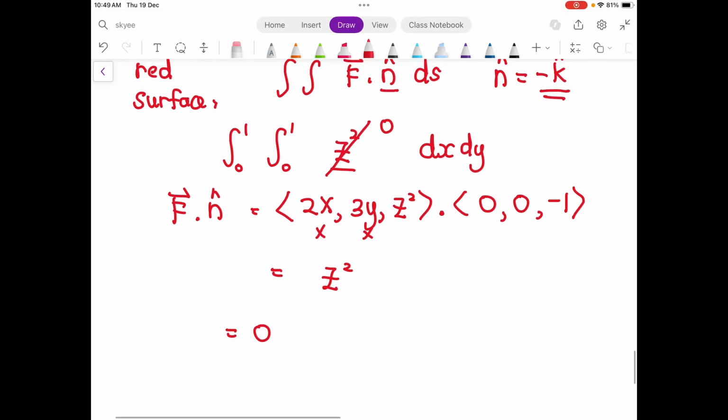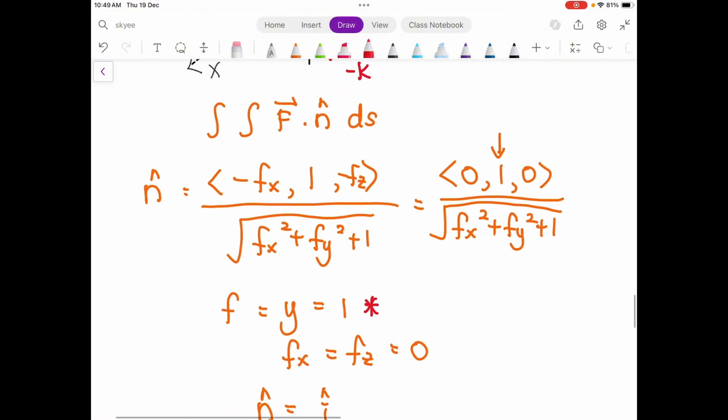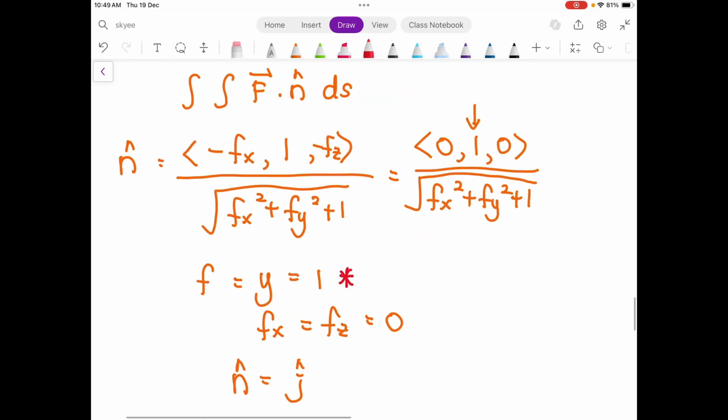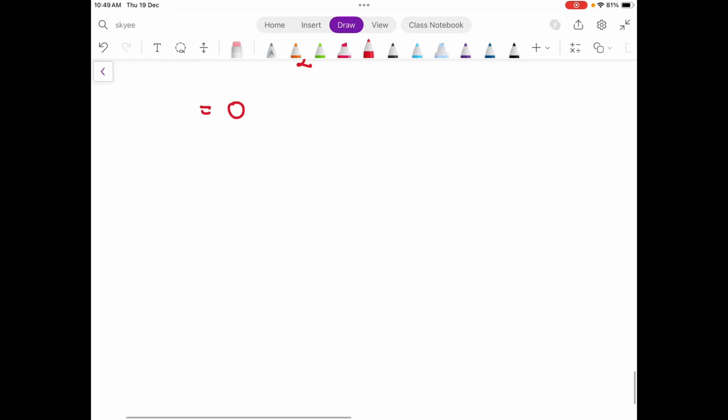Okay, we go to the next one. So we have completed these 3. Okay, the blue one. So for the blue one, let's see the blue plane. Okay, so these are the equations again.